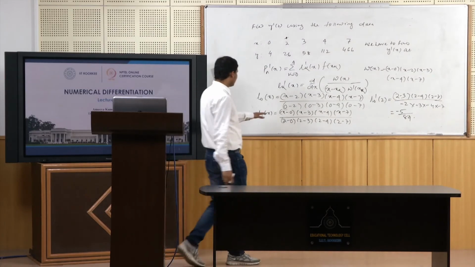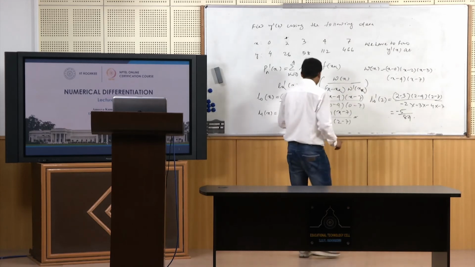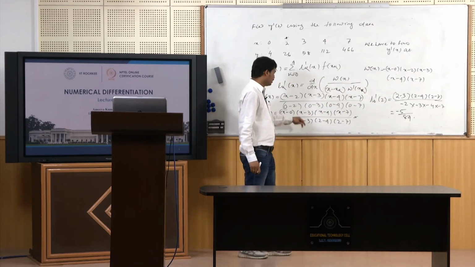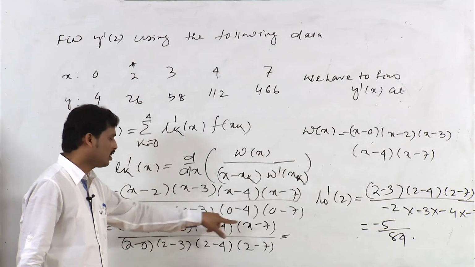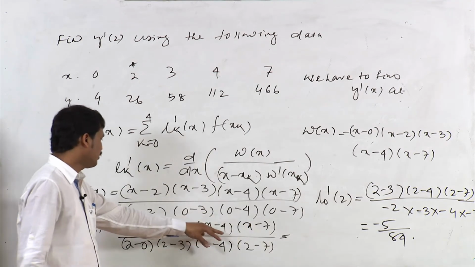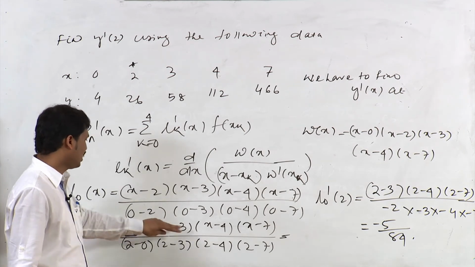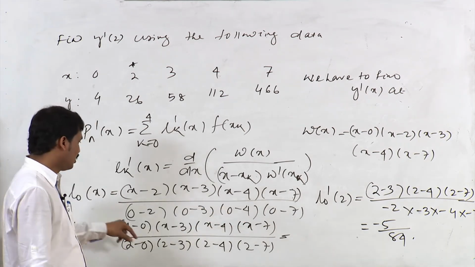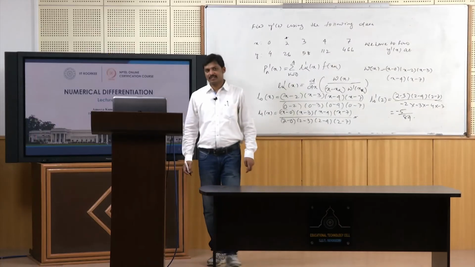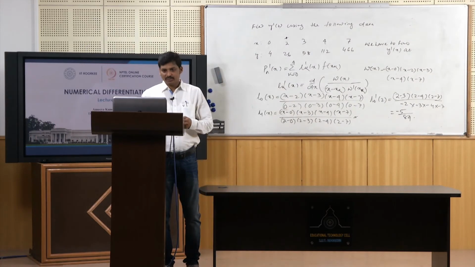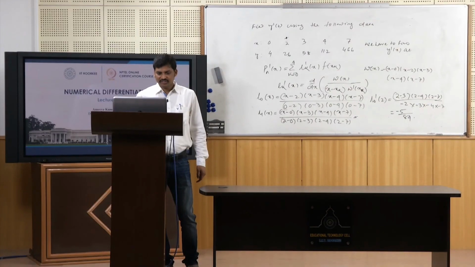In the first differentiation, we can write this term as x minus 3 into x minus 4 into x minus 7. The second term is plus x into x minus 4 into x minus 7. Then for the next term, differentiating with respect to x minus 4, we can write x minus 0, x minus 3 into x minus 7. And the last term, if you differentiate, all the terms at point 2 will exist, and in that case we can write L1 dash of 2 equals minus 6 by 5 when you calculate.